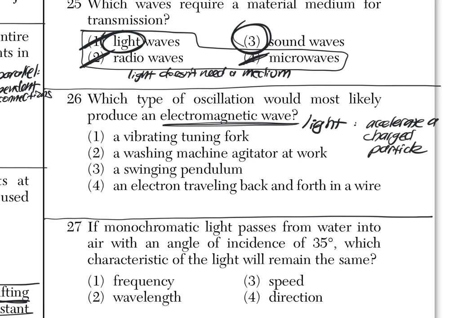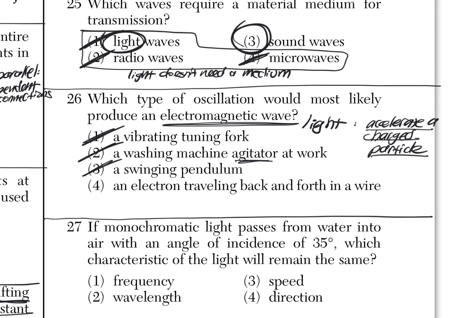So a vibrating tuning fork is not a vibrating charged particle. So no, a washing machine agitator at work. You have to know what an agitator is, and that's the thing that moves the wash in a washing machine. No. A swinging pendulum. No. All of these things, none of these things are an accelerated charged particle, right?